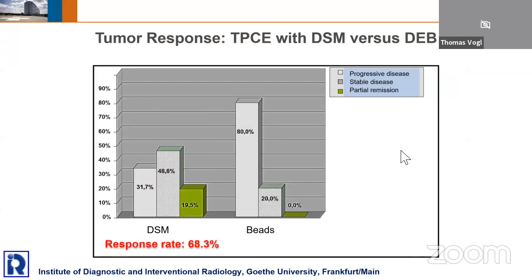We also tried drug-eluting beads in the lung tumors because we thought that we would then be able to use a lower dose of the administered material in these patients. Here you see, however, that if you use the beads, the response rate was much lower, and we also saw some complications. So the application of beads in the pulmonary artery was, in our series, not successful and also associated with higher side effects.